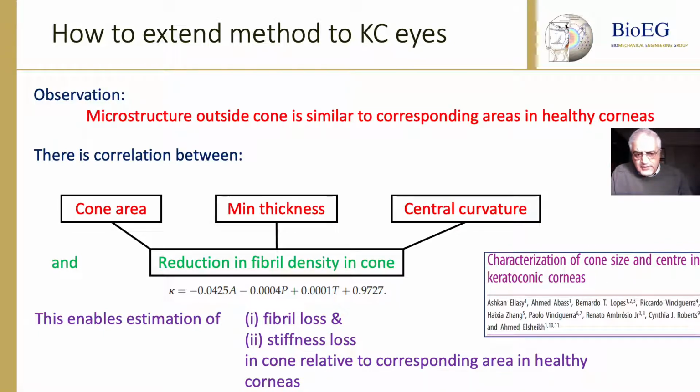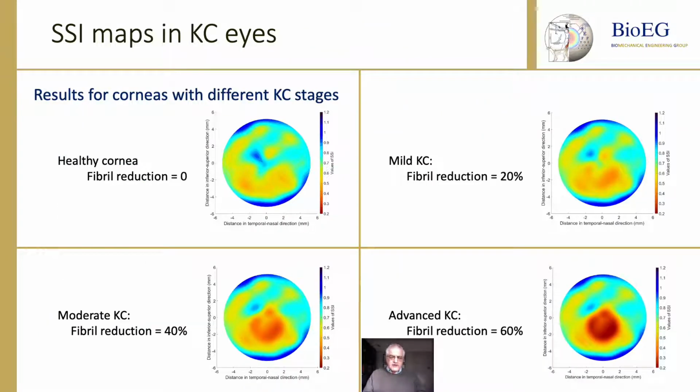So if we can do some topography or tomography analysis of the cornea, as well as find the location and the area of the cone, we can estimate the reduction in fibril density within the cone and therefore the stiffness loss within the cone. Using this information, I can show you example maps of a healthy cornea where there is no fibril reduction, and a mild keratoconus with 20% fibril reduction. Then, at the bottom left, you will see a case with moderate keratoconus where the fibril reduction is as high as 40%. And at the bottom right, you get the advanced keratoconic case with fibril reduction of 60%.